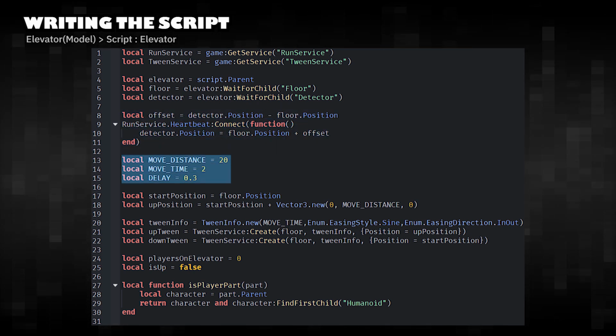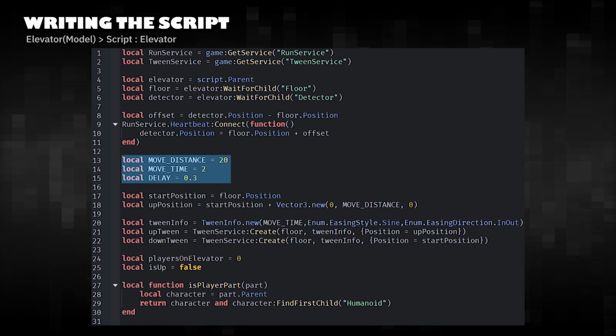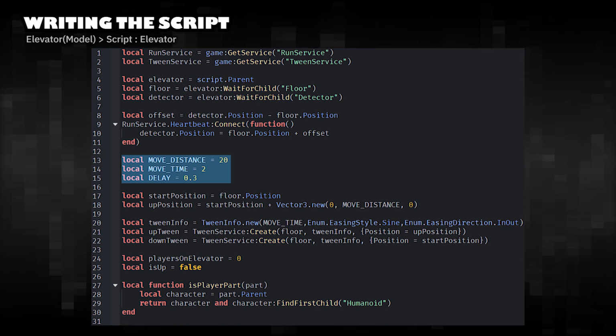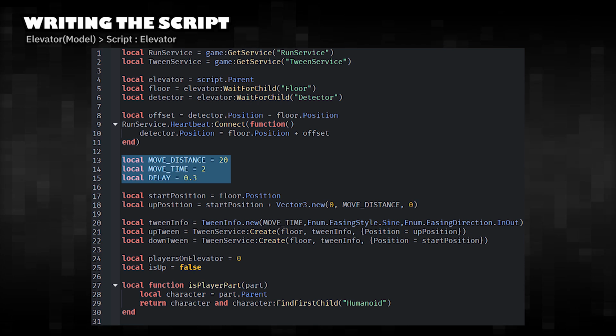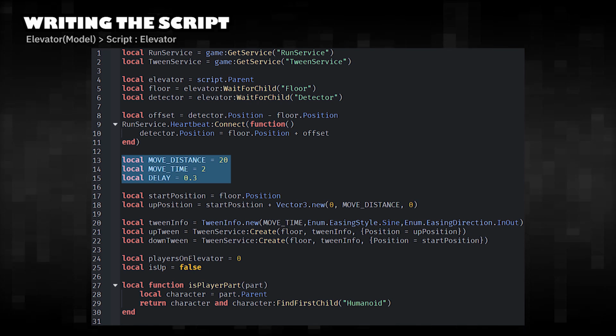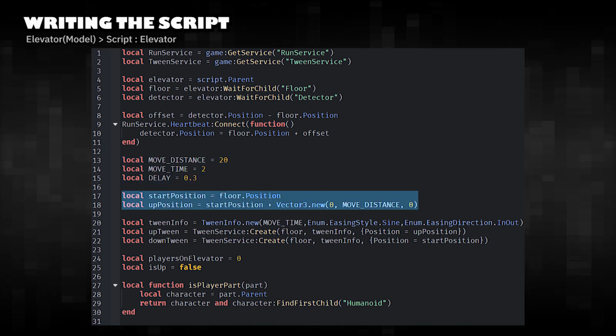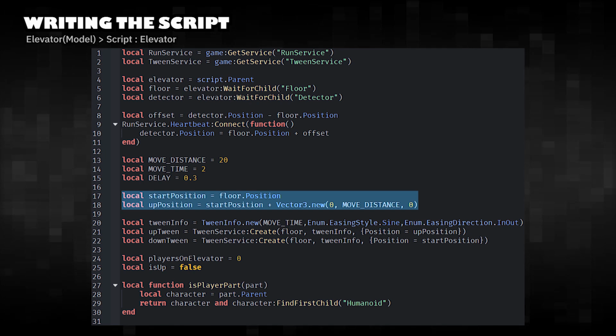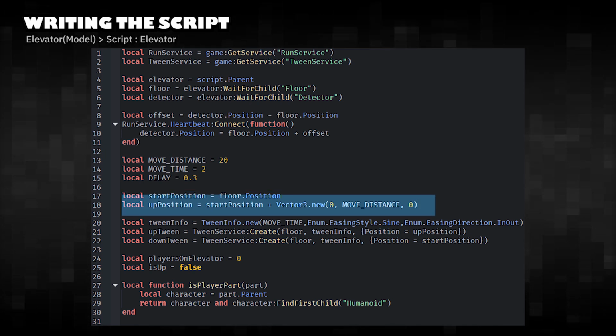Define the elevator settings. Controls how high the elevator moves. Controls how long the movement takes. Delay adds a small waiting time before the elevator starts moving. Save the elevator's starting position and calculate the target position above it.